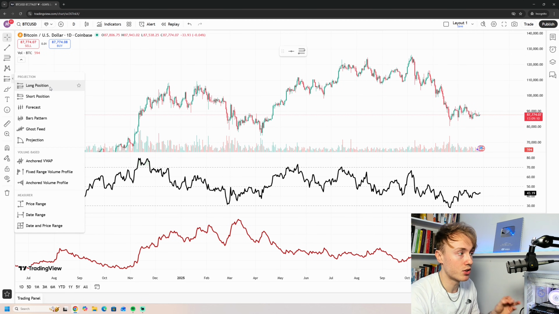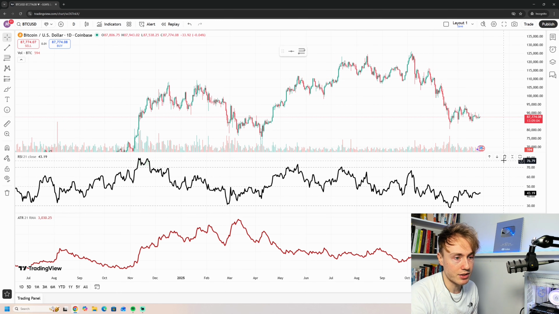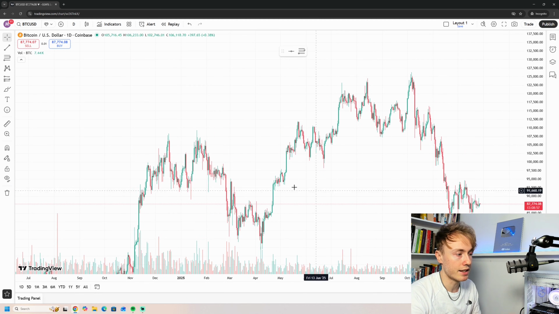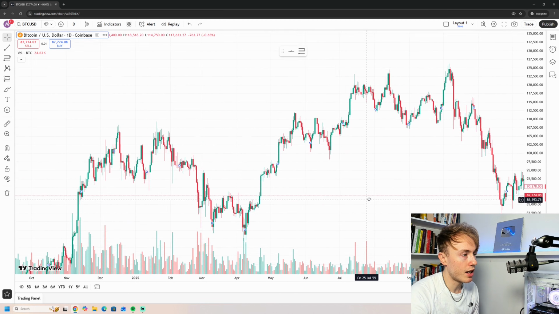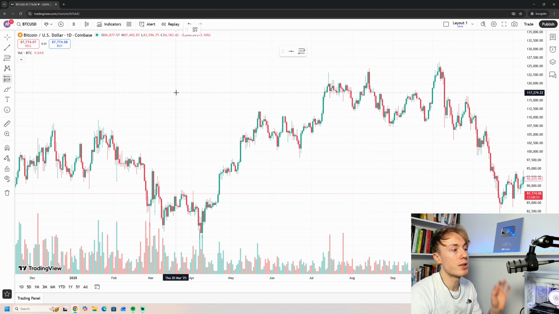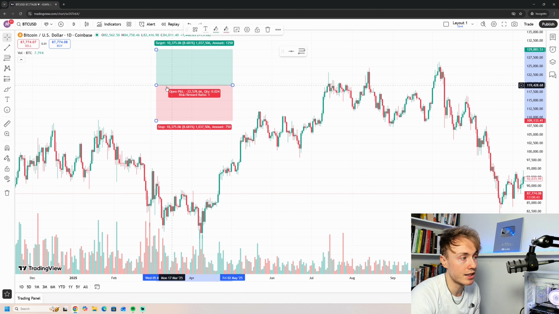So how we use this tool is very simple. Let's select the long position right here. And to make a bit more space, let's for now delete the RSI and delete the ATR. But how to use the long position is very simple. You make sure that you have it selected, then you press on one spot on the screen. And where you want to press is where you enter a trade. So let's say that we enter right here.